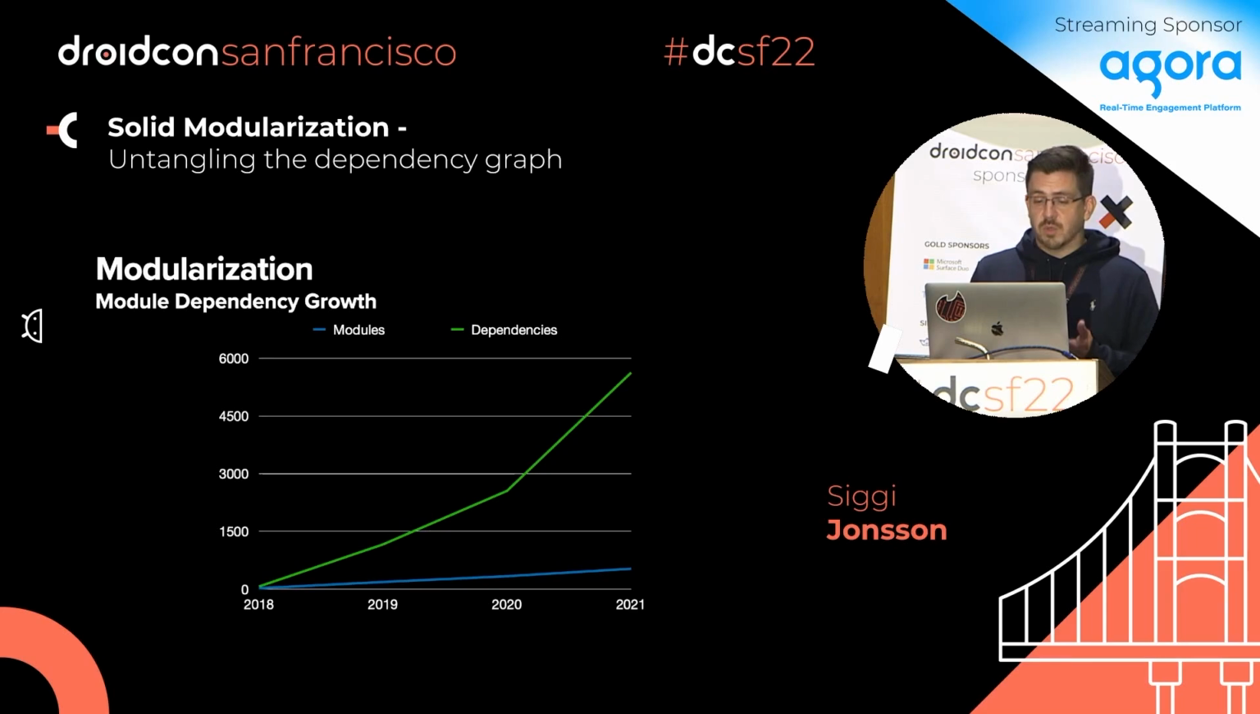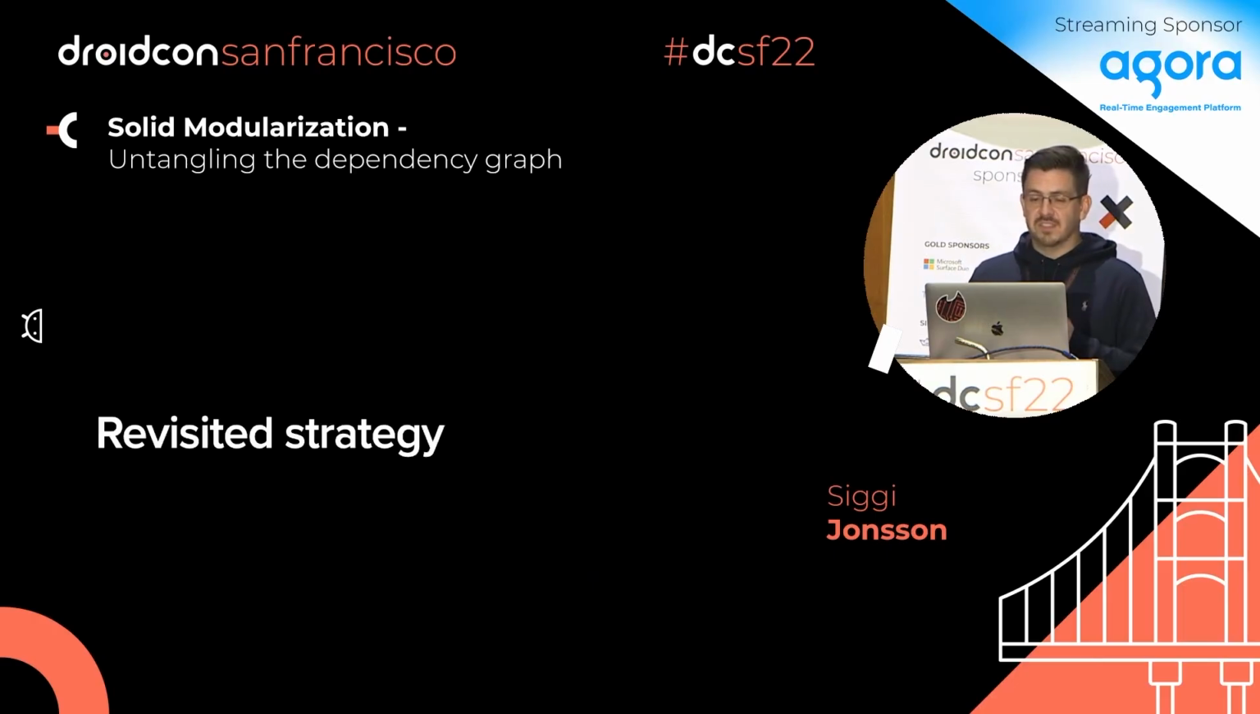And maybe more importantly, we saw that the number of dependencies was growing. The blue line at the bottom is the number of modules, and the number of dependencies is the green line. It was just growing at a much faster rate than our modules. This was our first hint that something had to change and we couldn't sustain this for much longer. So taking these data points into account, we knew we had to come up with a revised strategy.